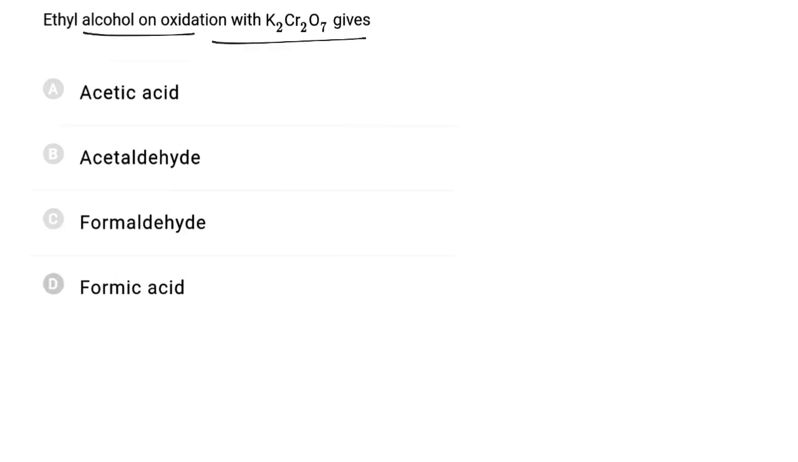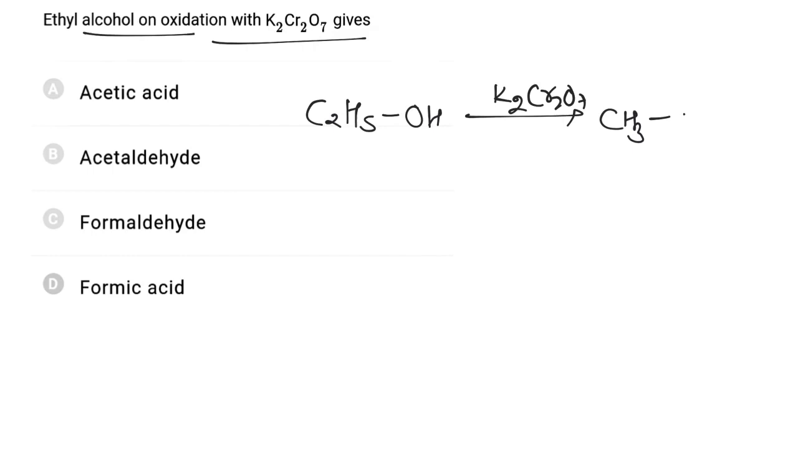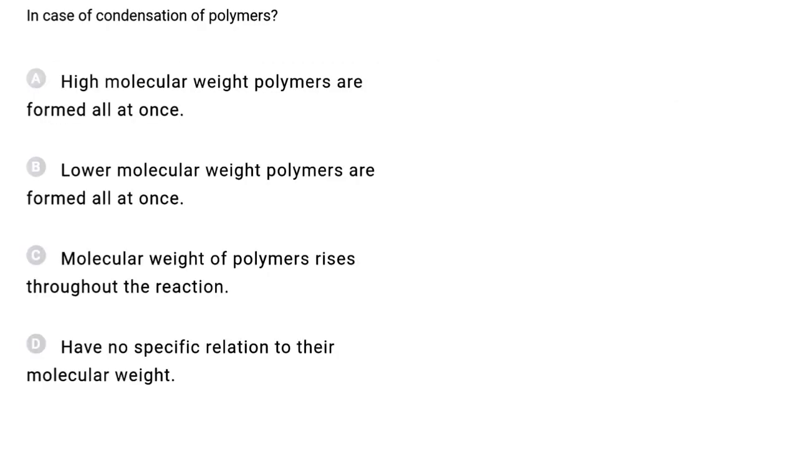Ethyl alcohol on oxidation with K2Cr2O7. Now ethyl alcohol on reacting with K2Cr2O7 is converted first to acetaldehyde, which on further oxidation will finally convert to acetic acid, and hence correct answer is A. In case of condensation polymer, condensation polymerization is step growth polymerization, in which molecular weight of molecule rises continuously, and hence correct answer is C.